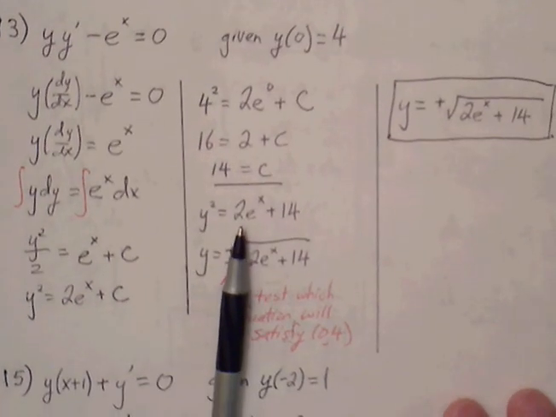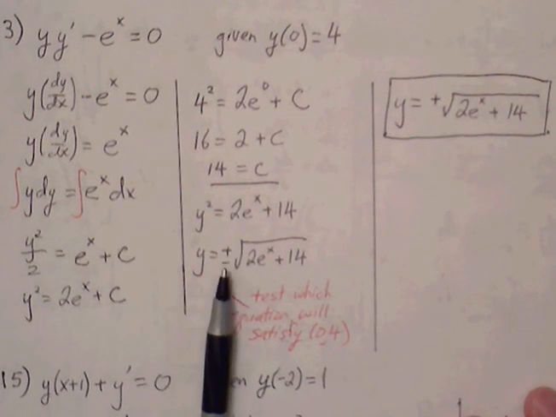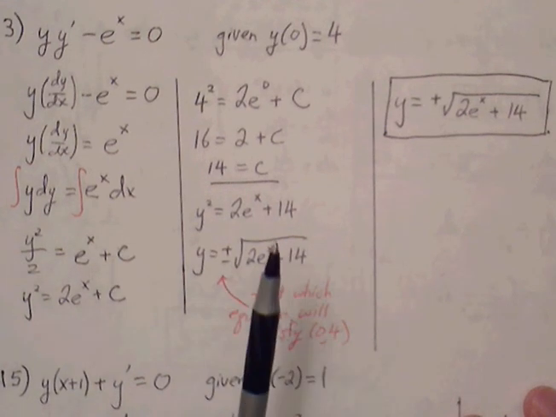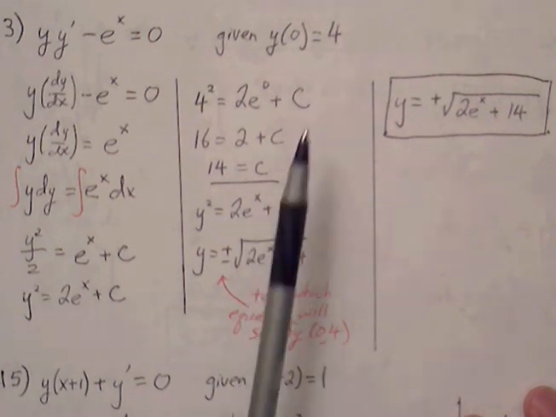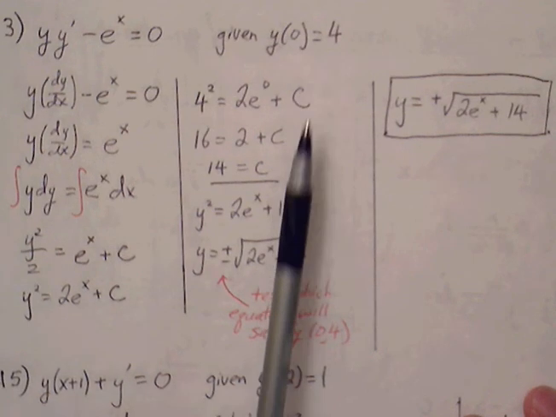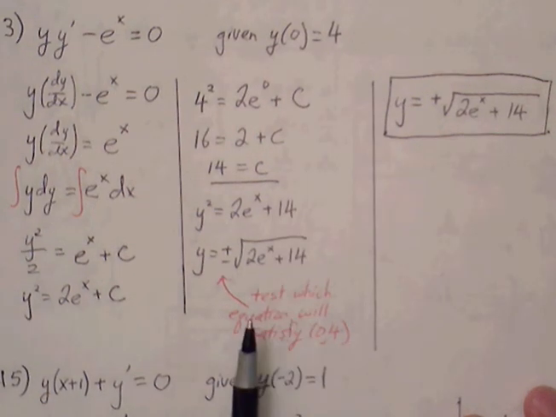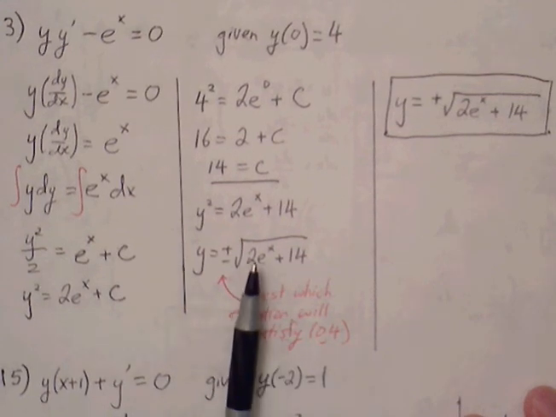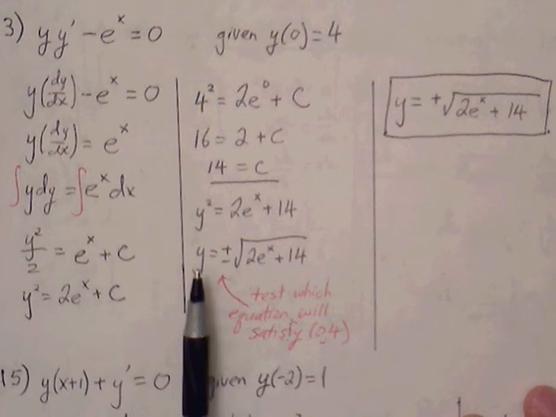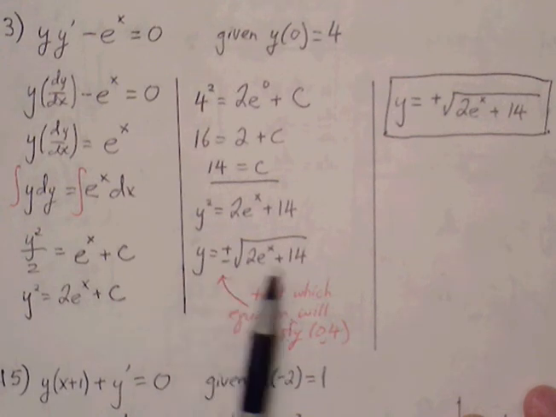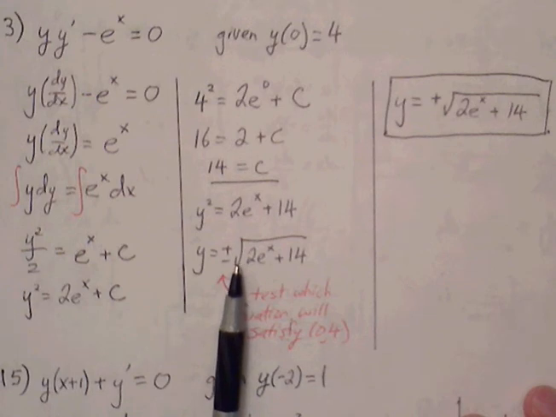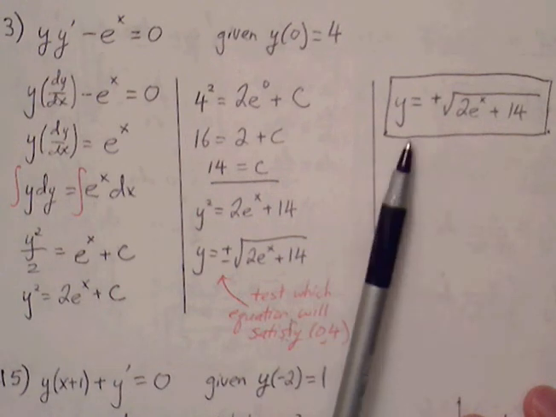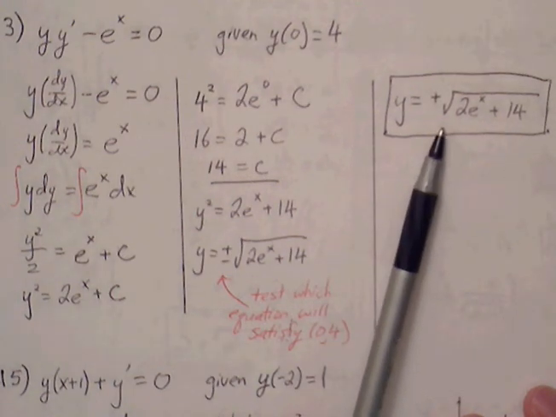Okay. Now we can solve for y. So y is equal to plus or minus square root of 2e to the x plus 14. We have two solutions, but we have to figure out which one is going to work with that ordered pair 0, 4. So we want to test the equation that will satisfy 0, 4. Plug 0 in for x, and we want the positive version because we want the right side to give us positive 4. Okay, so y is equal to positive square root of 2e to the x plus 14.